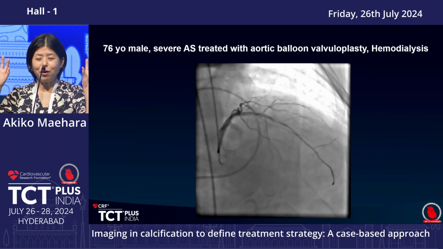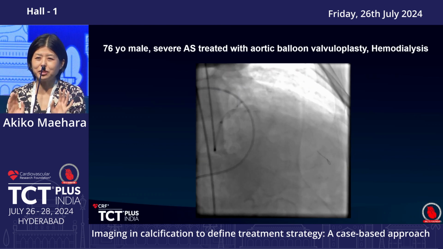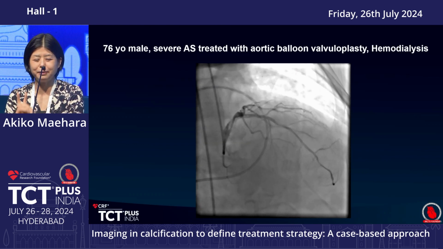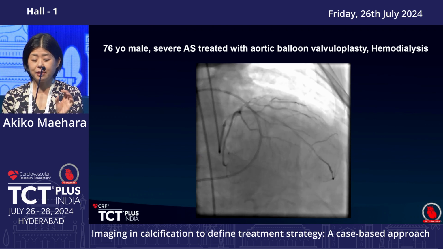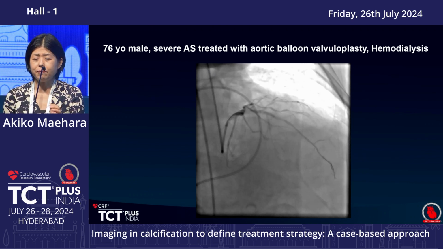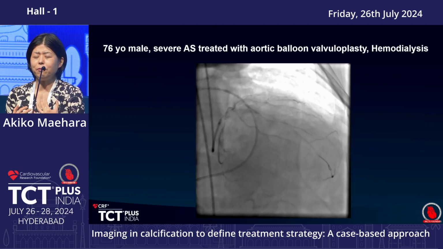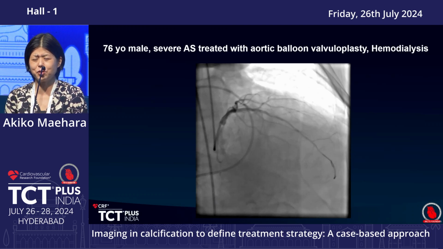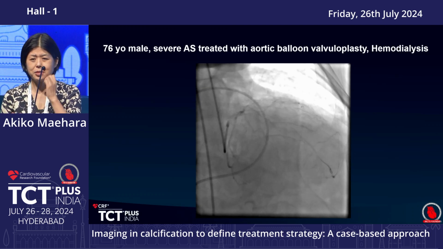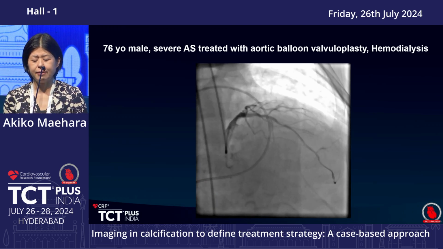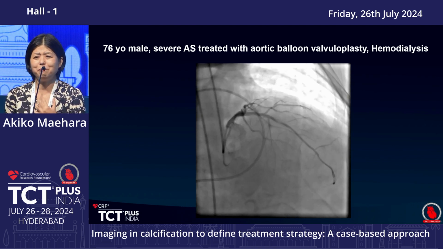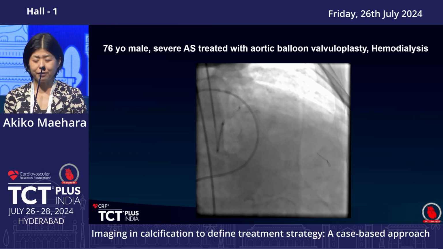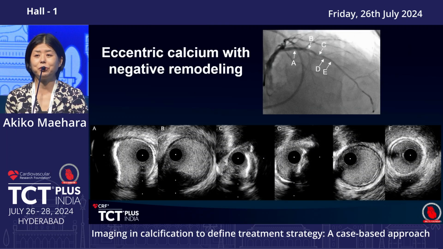Okay, so that is the whole story, but there are some exceptions. I'm going to show two different exceptions. This is a 76-year-old male patient with severe AS, and we thought this patient should have very calcified lesions because of severe AS and old age. But when we look into the angio, yes, there is calcium, but not much impressive calcium by angio. And we took the IVUS, and this is the picture.